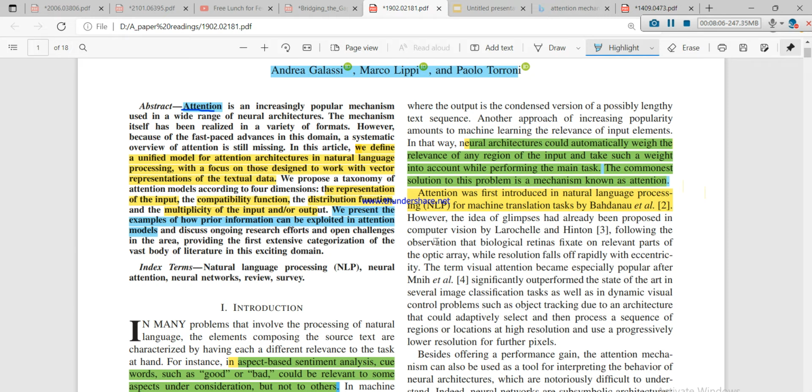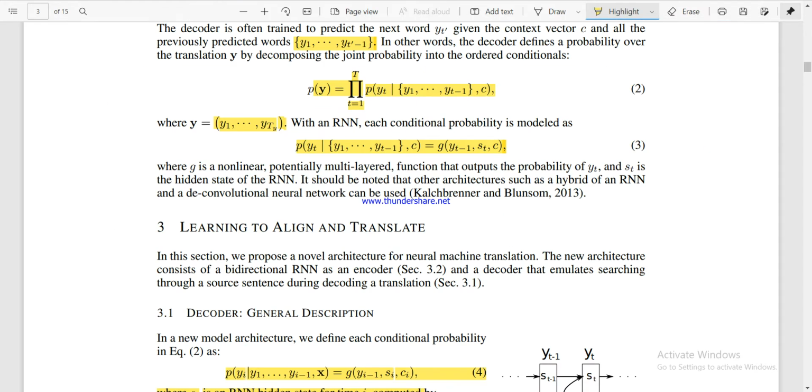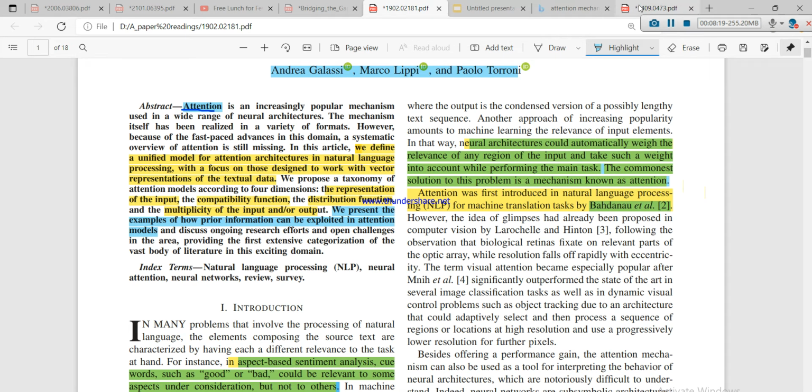So attention was first introduced in NLP for machine translation by Bahdanau et al. This paper we have already seen previously. They are saying that they have used the concept of Bahdanau et al. and proposed their unified model over that. Okay, so here they are saying that they have taken these things.